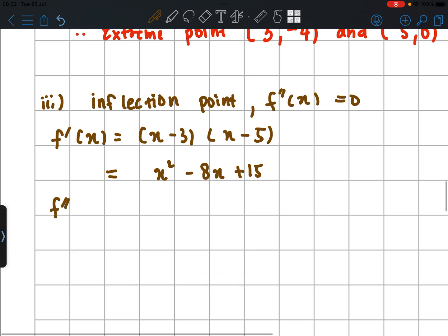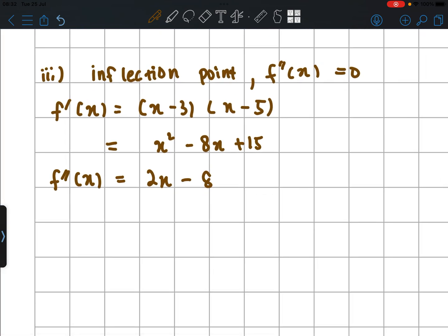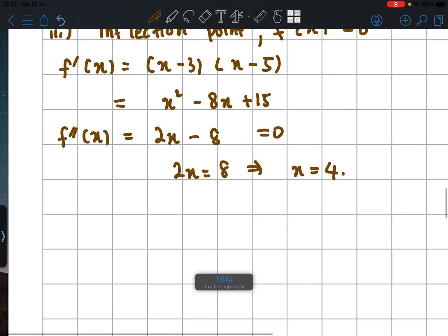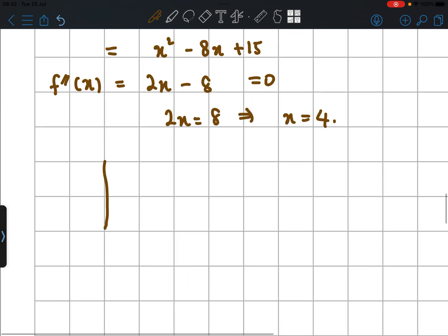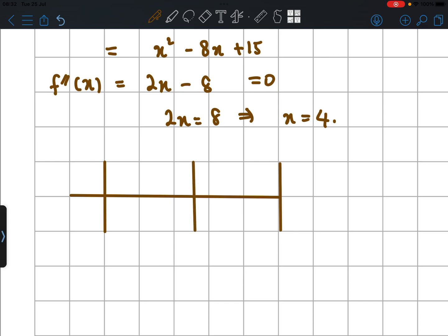Then we need to differentiate this one more time, so we get 2x minus 8. Then we just let this be 0, so we have 2x is 8, then x is 4. Then we need to do the table again. So just consider 2 regions: x less than 4 or x greater than 4. So only 2 regions.